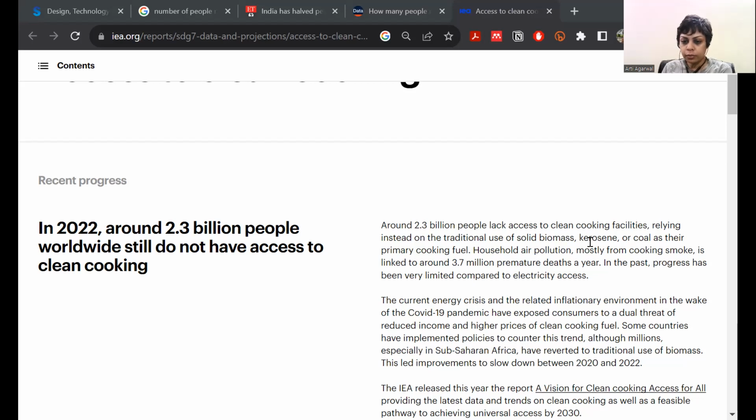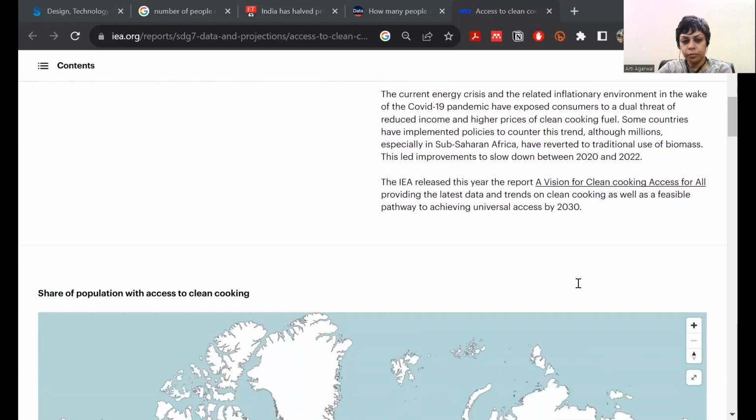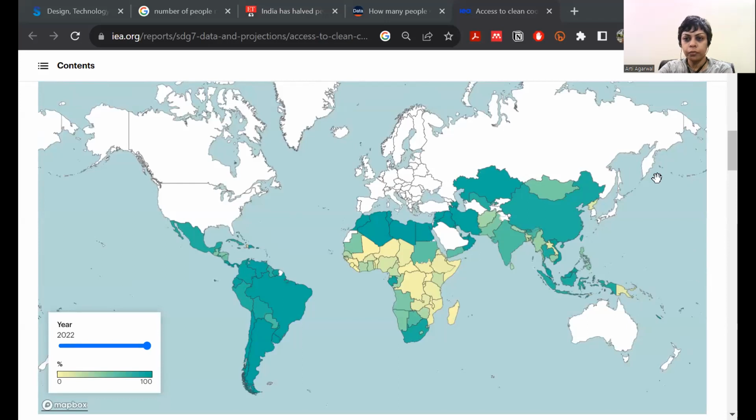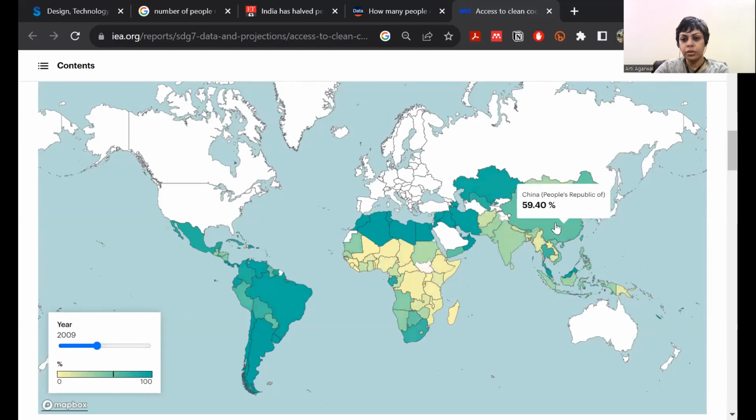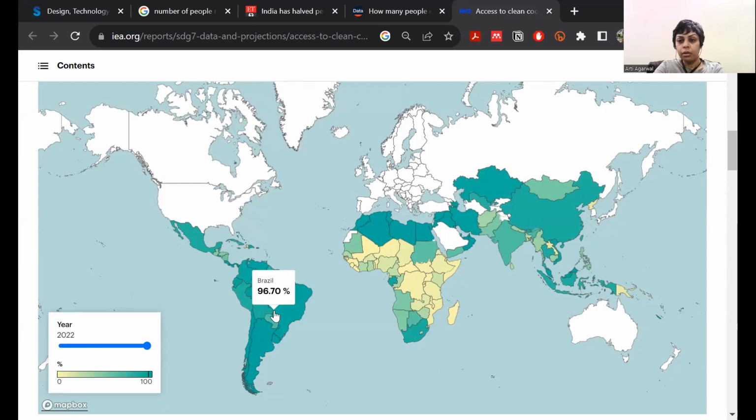The rest of it is, of course, much more detailed in discussion. But this is the map I wanted to show you, where let's rewind it, you can see how the map is changing. How many people do not have access to clean cooking? So in 2009, 34% people did not have access to clean cooking. 2014, 45%. 45.5, 55.5, 2021, 68.1, in 2022, 68.4% in India do not have access to clean cooking.